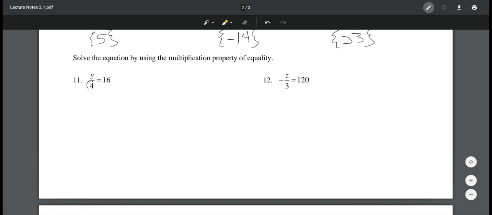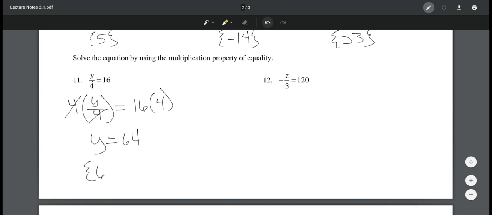Since 4 is in my denominator, and this problem reads y divided by 4 equals 16, to undo division, you need to multiply. So I'm going to multiply both sides by the denominator I want to get rid of. I'm going to multiply both sides by 4. Now on the left-hand side, the 4's will cancel and leave me with y. And 16 times 4 is 64. And that would be my final answer.